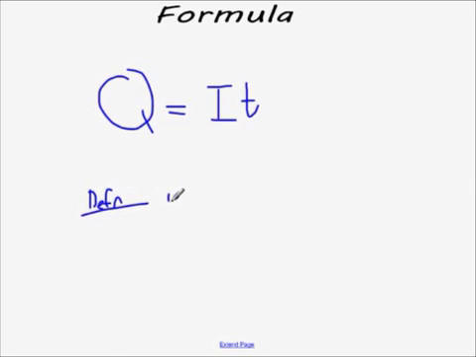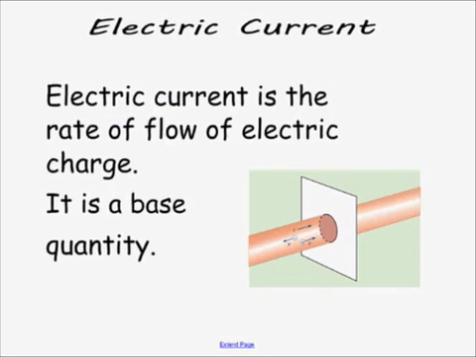Now, the formula for charge is Q equals IT. Okay, and it could also be used as the definition if you use words. Okay, so Q equals IT is the formula for it. Now, electric current. Electric current is the rate of flow of electric charge, and it is a base quantity. Okay, or you could say it's the amount of charge that flows past a specific point per unit of time. Okay, so something like that.